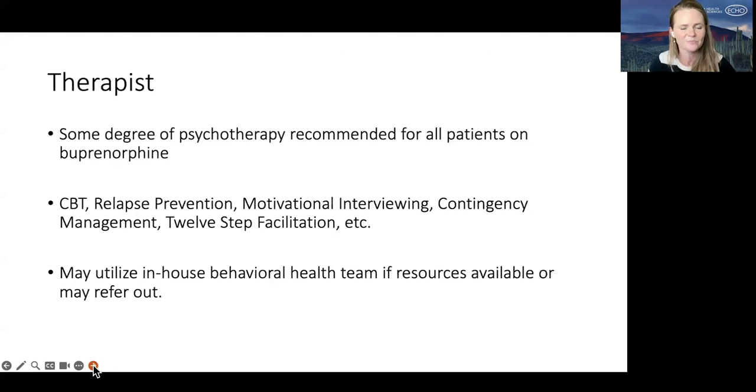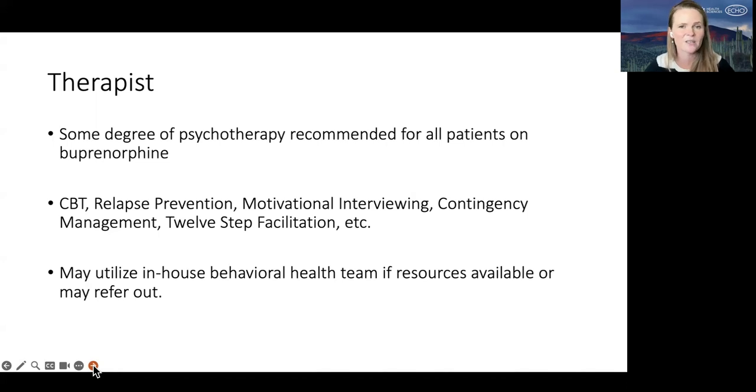The therapist role on this team, this is because some degree of psychotherapy is recommended for all patients on buprenorphine, but I do want to be very, very clear, it is not mandatory, and we want to be very, very sure that therapy is never an obstacle to accessing medication, because in the past, sometimes that's how it has worked out. And we know so clearly, the research is unambiguous here, that medication is the key and the heart of making sure that these patients are as safe as possible and that they get a firm footing early in recovery.